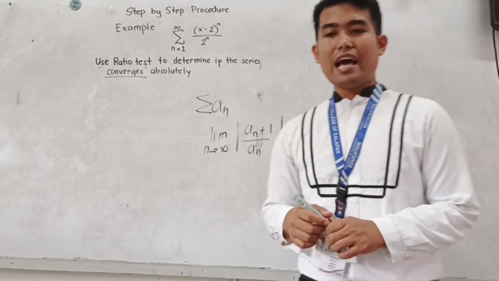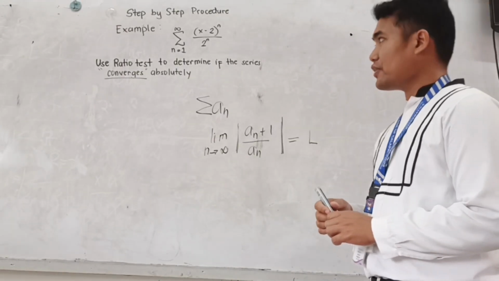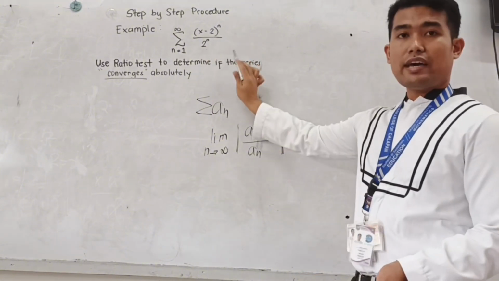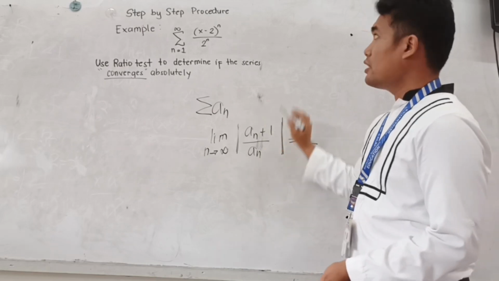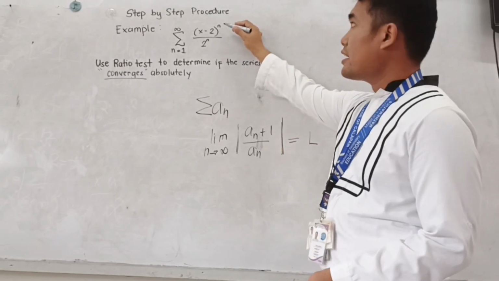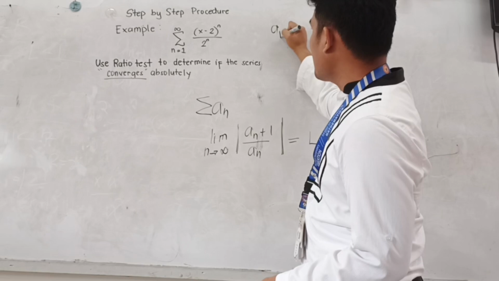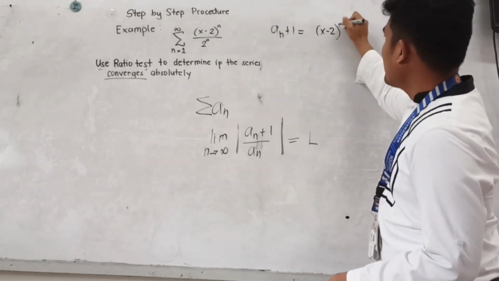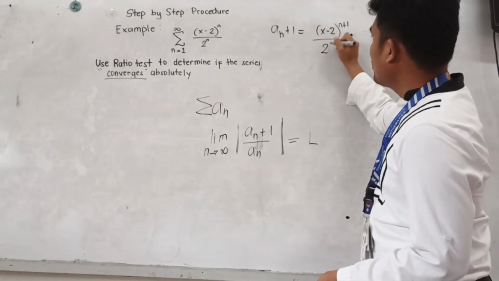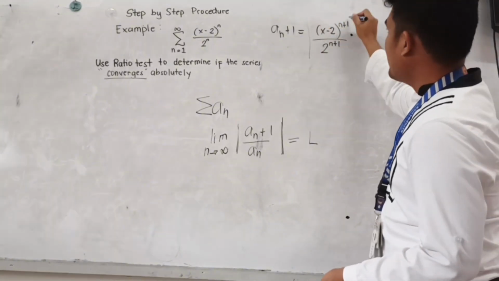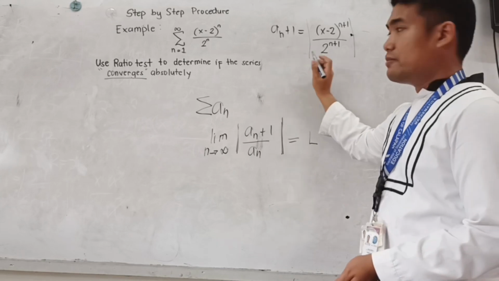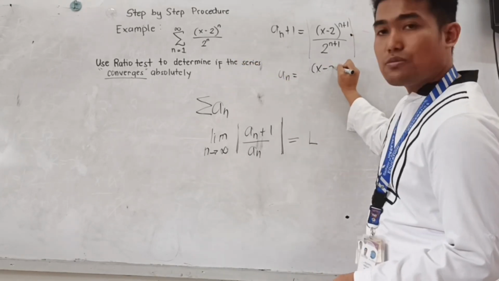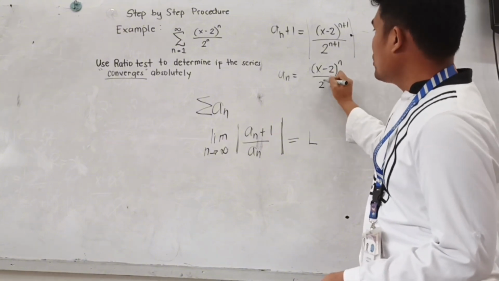So for our step 2, we will have to identify the general term. In our given, we have the summation of the quantity x minus 2 raised to n all over 2 raised to n. So for our a sub n plus 1, we will add plus 1 to the variable n. So a sub n plus 1 is equivalent to the quantity x minus 2 raised to n plus 1 all over 2 raised to n plus 1. And for our a sub n, just copy the given, which is the quantity x minus 2 raised to n all over 2 raised to n.